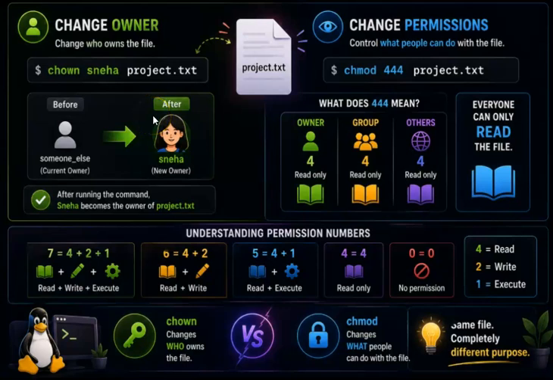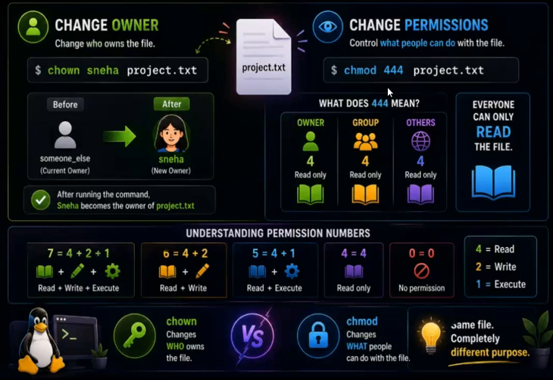Now let's look at the chmod command. Suppose I don't want to change the owner. I just want everyone to be able to read the file, but nobody should be able to edit or execute it. So I will use the command chmod 444 project.txt. At first, this 444 looks confusing, but it's actually very simple.